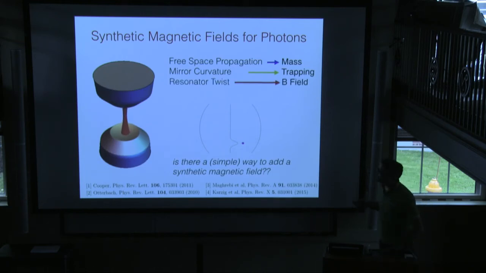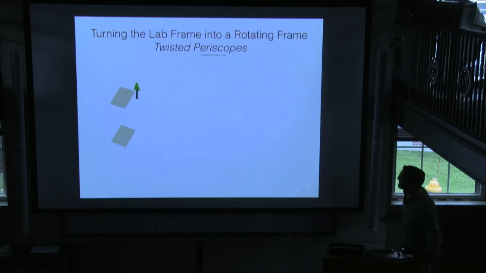Okay, and that's resonator twist. Now, in a two-mirror cavity, resonator twist is not a thing, right? You can turn your mirrors all you want and nothing happens. But if instead we take a four-mirror cavity, then you can twist. And the way you should think about this twist is like a periscope. So I have my two mirrors of my periscope here, and I'm looking at a tree through the periscope. Okay? The image comes out vertical. Okay? But if I rotate the lower mirror by 90 degrees, the image comes out rotated.